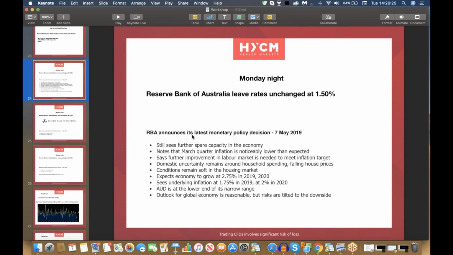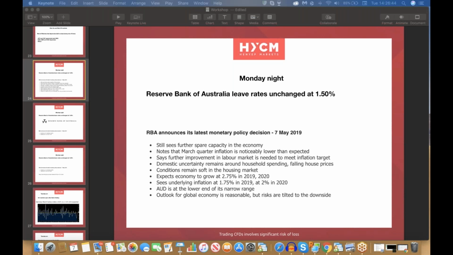Now, Monday night, the big news we had, and this was an event I was really looking for, was the Reserve Bank of Australia leaving their rates unchanged at 1.5%. I saw a potential for the Reserve Bank of Australia to cut their interest rates, but they haven't. So they had their latest monetary policy decision.